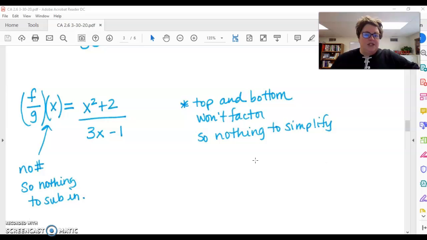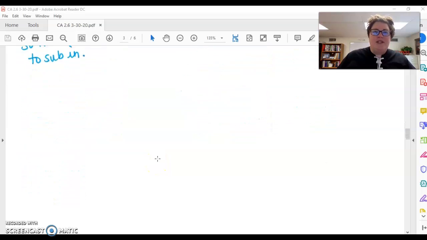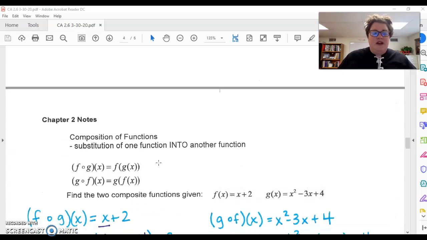Okay, for division, so top divided by bottom. First thing we want to do is see, will the top and the bottom factor? In this case, they will not. If it won't factor, then there's nothing to simplify. This one is just f divided by g of x. If there is no number, there's nothing to sub in for, and you leave it just in terms of x. Okay, so that's operations of functions: f plus g, f minus g, f times g, f divided by g.